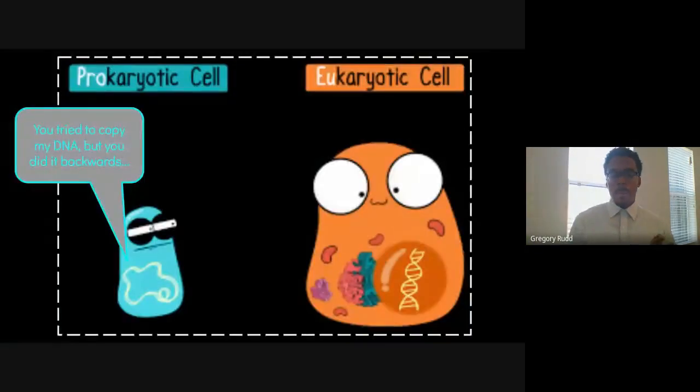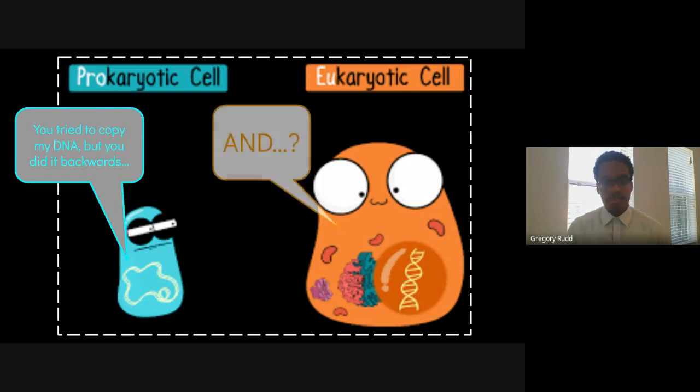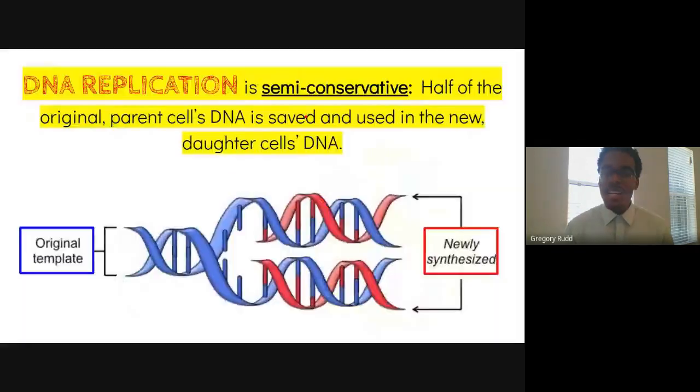Okay. So a little DNA joke for you all here. We've got a prokaryotic cell saying, you tried to copy my DNA, but you did it backwards. And then the eukaryotic cell responds by saying, and? See what I did there? DNA backwards is and. Yes, no? Okay. All right, no laughs. Tough crowd today. All right. Okay, so that was a little joke interlude for you all, but moving back to the notes.